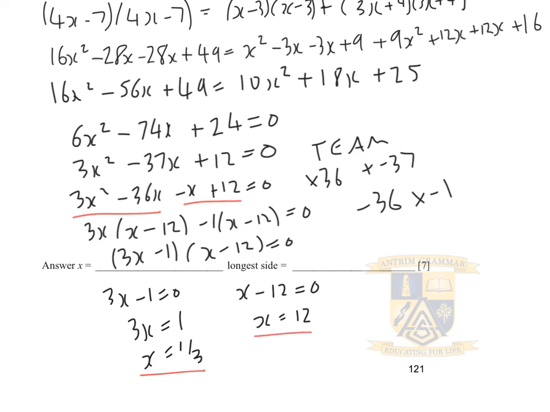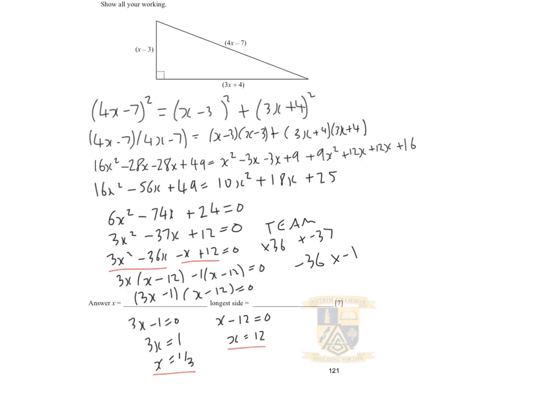But what are they asking for? They're asking for the value of x and the longest side. This might not be our final answer. If we look at the shortest side, x minus 3, if x was a third, take away 3 would be a negative side, so we can discard that. It can't be a third. So x must be 12, that's what will go into your answer line for x.